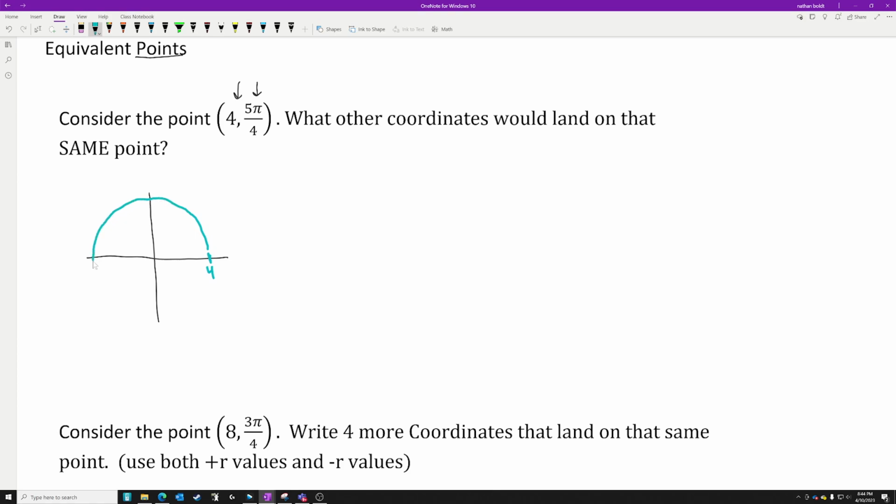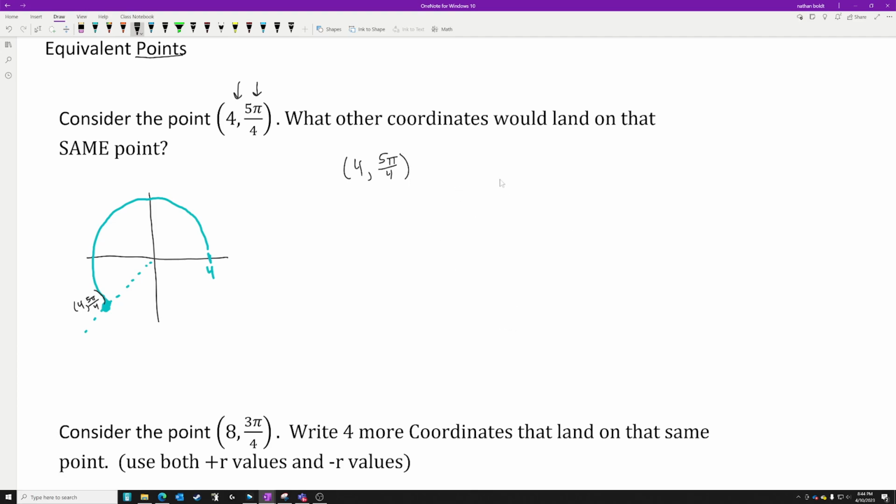So 5 pi over 4 is right here. So that's my point. That is, let me put it in black here, 4, 5 pi over 4. Now, what's the other way to get to that point? There's actually 3 others that will make you land in that exact same spot.